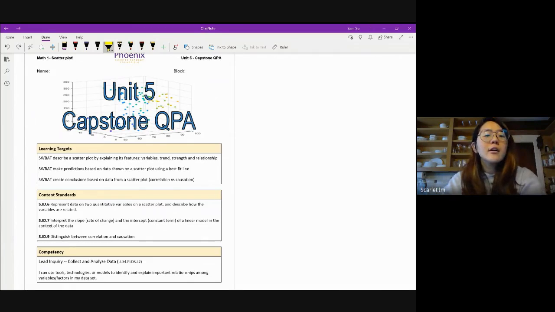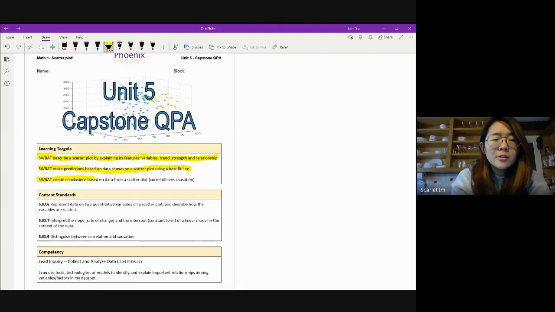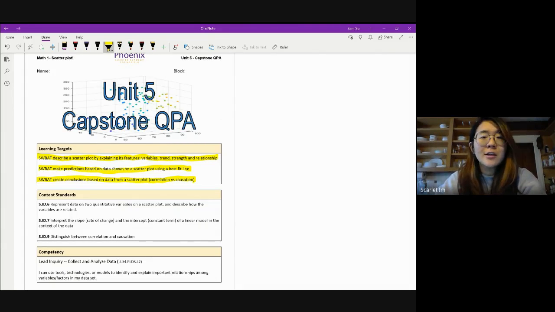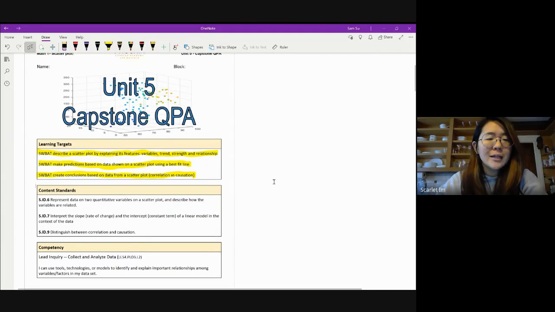So first things first, our learning targets for this document is that you should be able to describe a scatter plot by examining its features, variables, trend, strength, and relationship. For those who have been joining me for live sessions, this should sound familiar. You also want to be able to make predictions based on the data shown on a scatter plot using a best fit line. And last but not least, you should be able to create conclusions based on the data from a scatter plot, really talking about correlation versus causation, all right? So these are all the key concepts that we have been learning so far in this class.